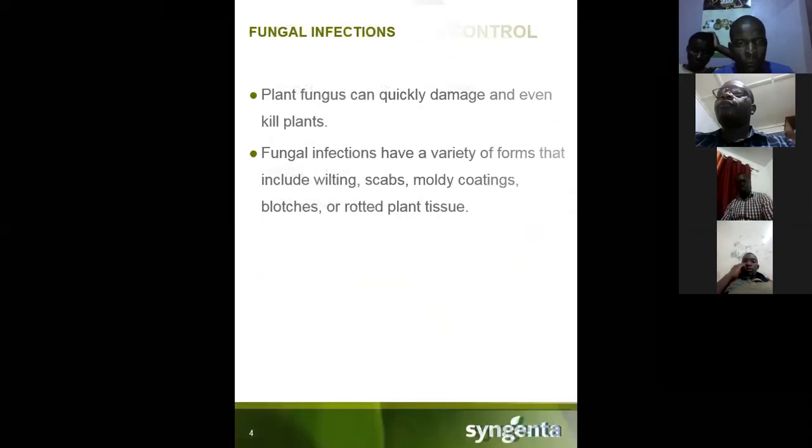So we move forward. Plant fungus can quickly damage and even kill plants. Fungal infections have a variety of forms that include wilting, scab, mold, and coating.